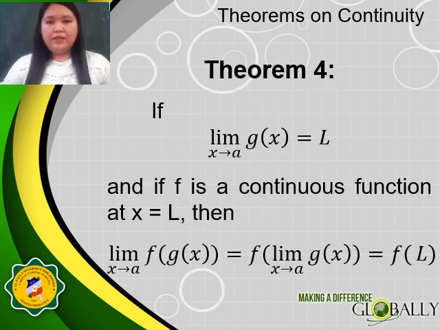So for our fourth theorem, it states that if the limit of g of x as x approaches a is equal to L, and if f is a continuous function at x is equal to L, then the limit of f of g of x as x approaches a is equal to f of the limit of g of x as x approaches a, or f of L. So we have two functions here again. We have g of x whose limit as x approaches a is equal to L, and the function f, which is a continuous function at x is equal to L.